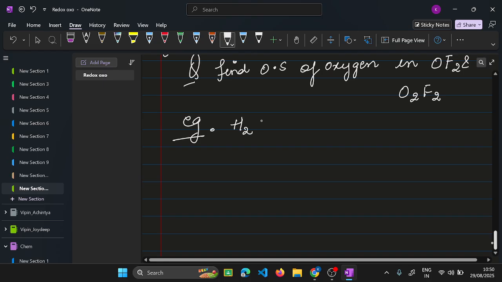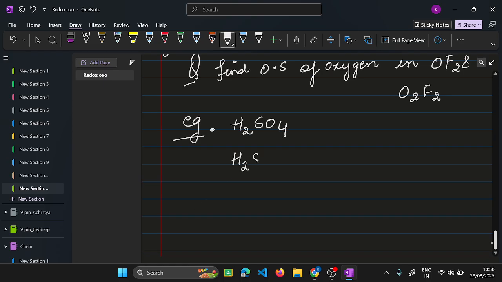Now let's take the examples. You have to find oxidation state of H2SO4, H2SO3. You have to find the oxidation state of the unknown because we know the oxidation state of hydrogen and oxygen. You have to find the unknown only.